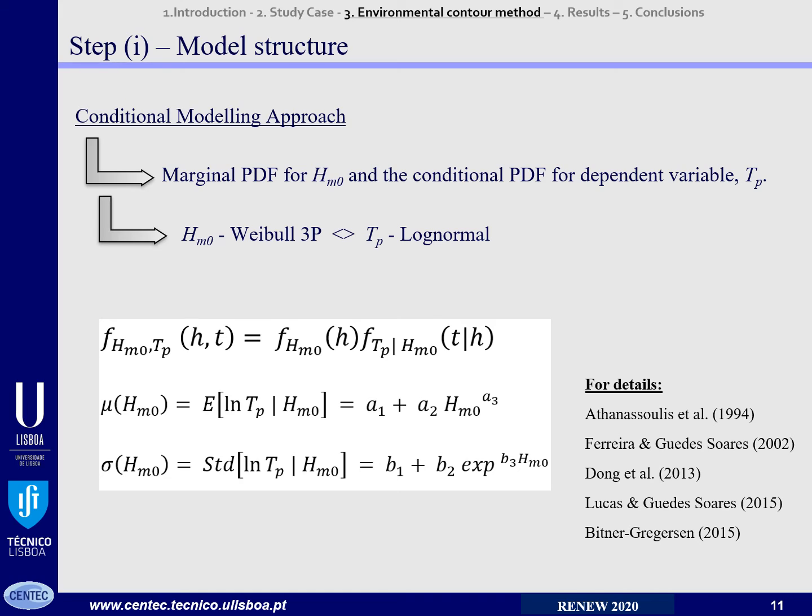As you can see in this formulation, each variable is conditioned by the statistical parameters. The last two are the Tp periods dependent on significant wave height, and we have three free parameters for each one. And then the conditional scheme is done. For more details of the conditional modeling approach, please check this reference.